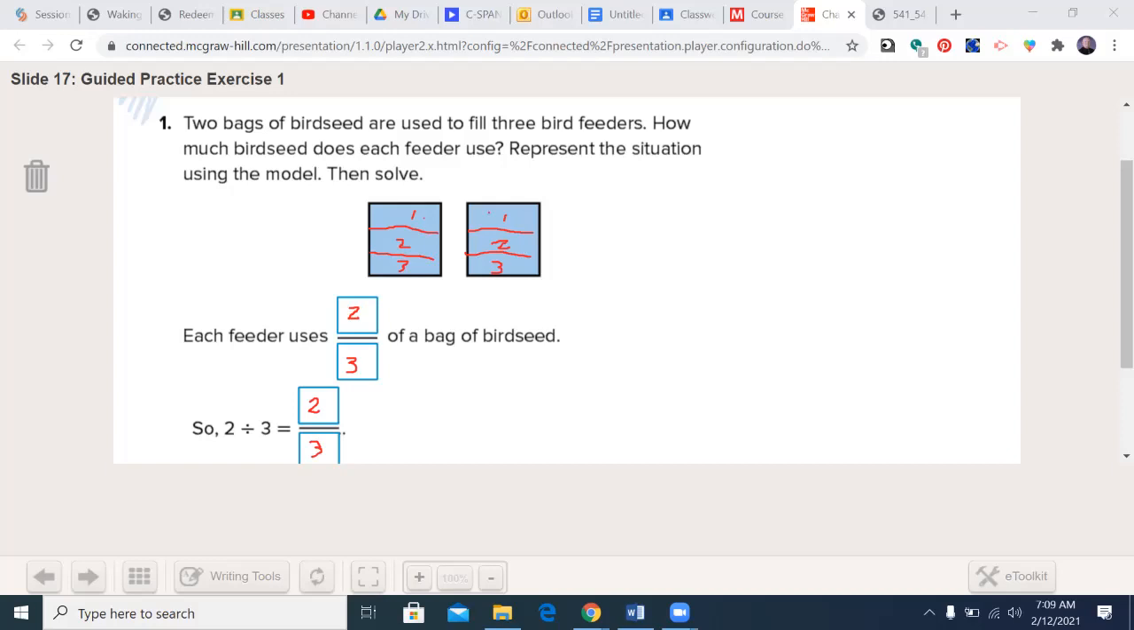Now we're going to get a chance for you to practice some here in just a moment, after we talk about it. So I'm going to go ahead and clear the screen.